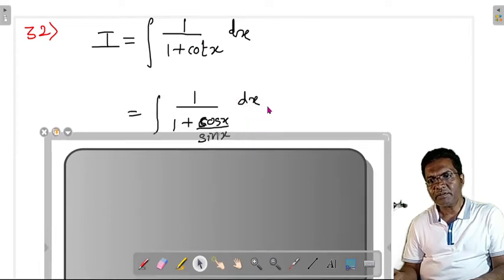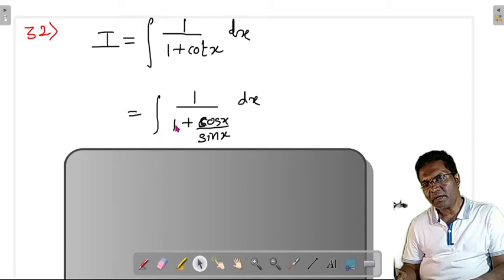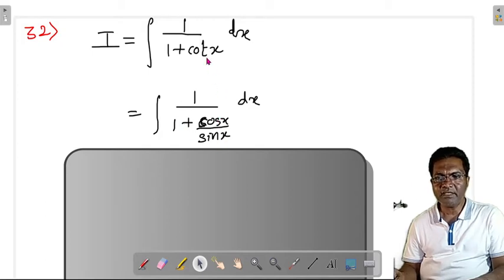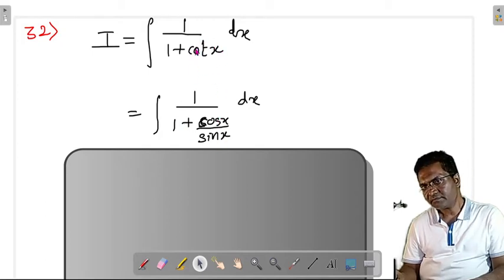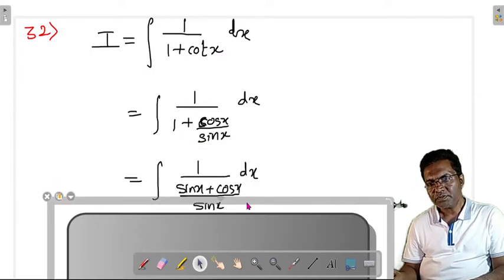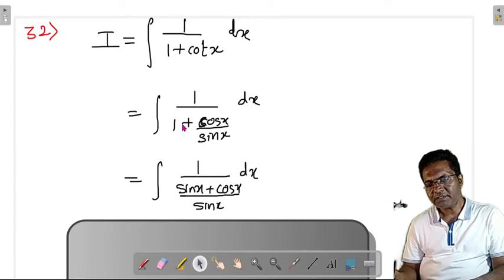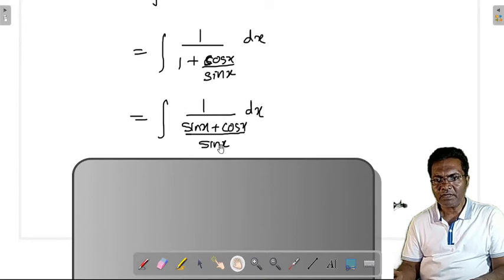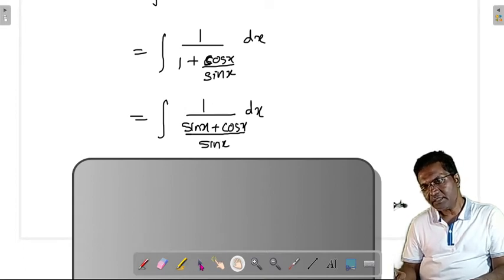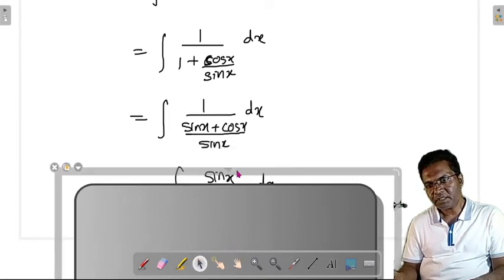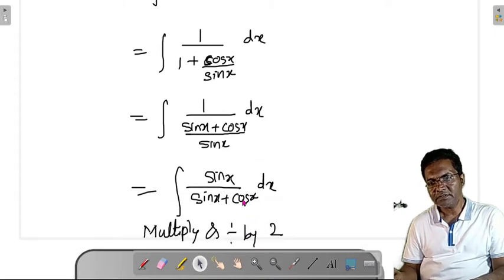Okay, so what you will get is 1 by 1 plus cos x by sin x. Okay, now take the LCM. This gives you sin x plus cos x divided by sin x. LCM is taken, sin x into 1, sin x plus cos x by sin x. Okay, now you transfer this sin x to the numerator. Okay, what you will get, sin x by sin x plus cos x.